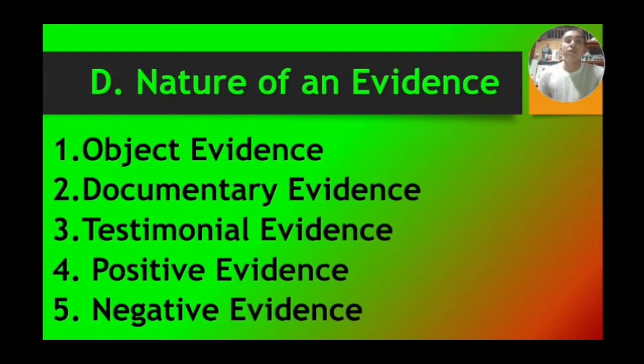Nature of an evidence. First of all, we have object evidence or physical evidence. Second, documentary evidence, which are written instruments. Third, testimonial evidence or oral evidence. Fourth and fifth, positive and negative evidence. So the difference between the two is that positive refers to the witness having high knowledge of the crime scene, while negative evidence is the opposite, the witness having no knowledge of the crime scene.